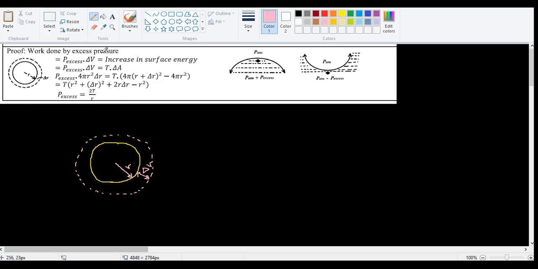So look at this, work done by excess pressure. I was blowing some air through the pipe. Let's say this is a pipe and I'm blowing some air, which means I had to do some work, I have to give some energy. So that means work done by the excess pressure. Let's say it is going to an extra pressure, so that is P excess.